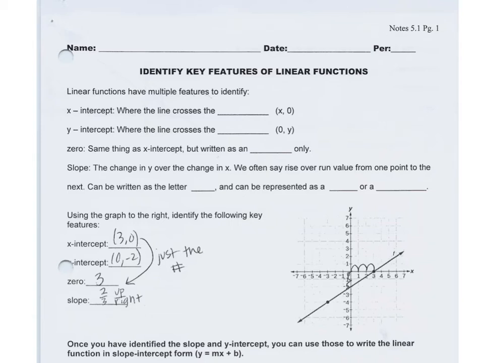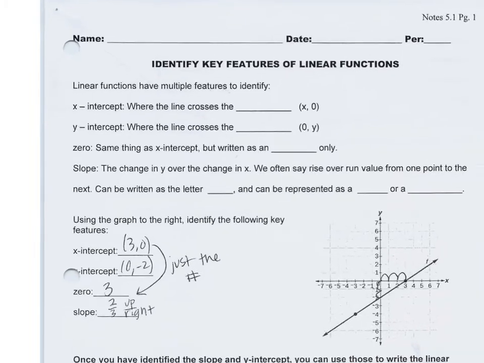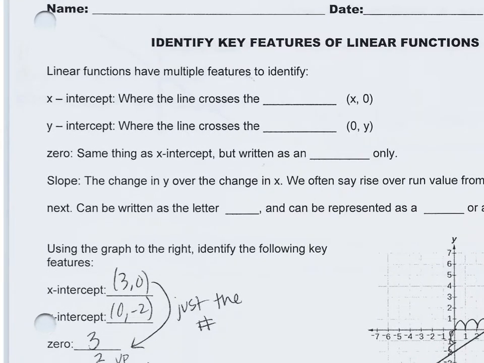This video covers notes 5.1 on identifying key features of linear functions. So linear functions have multiple features that we can identify. The x-intercept is where the line crosses the x-axis, and it's always written as a number in the x spot and 0 in the y spot, because the x-axis is where y equals 0.